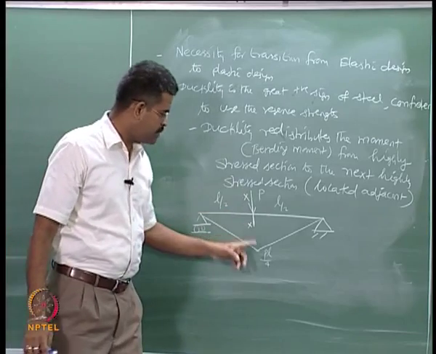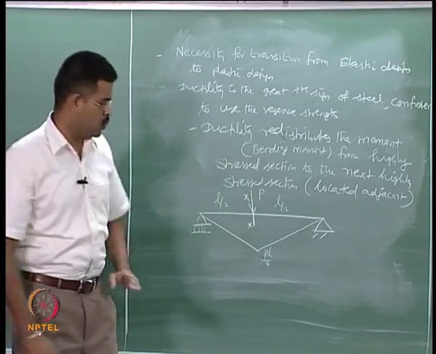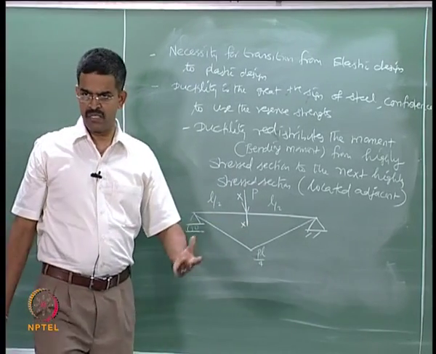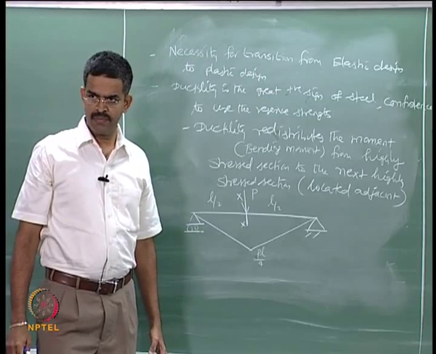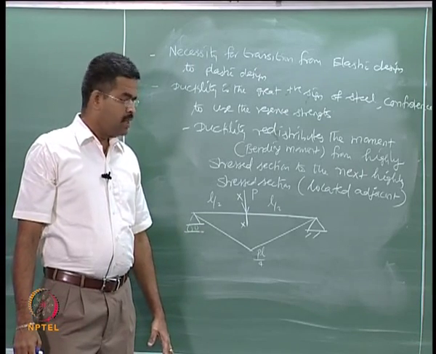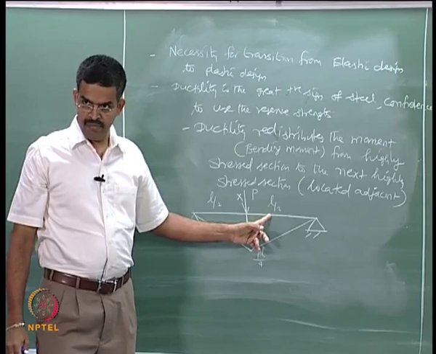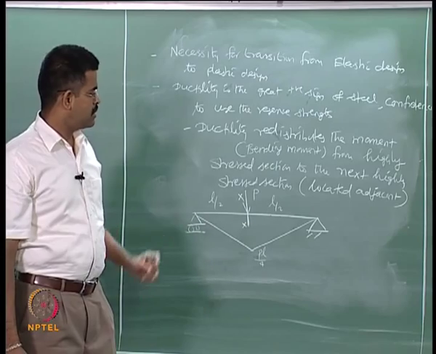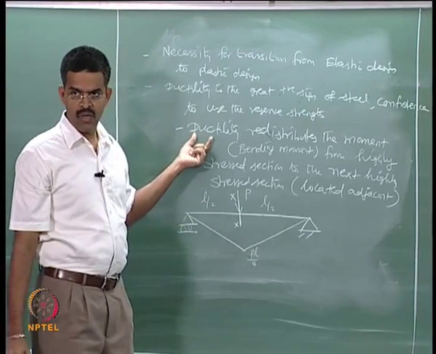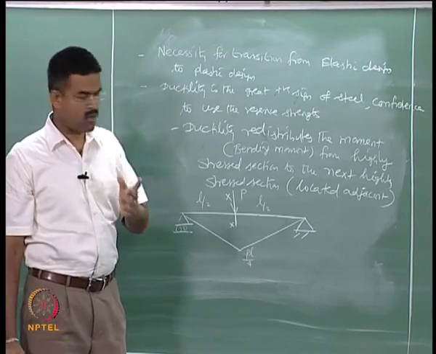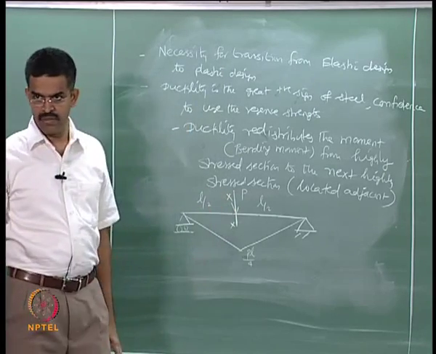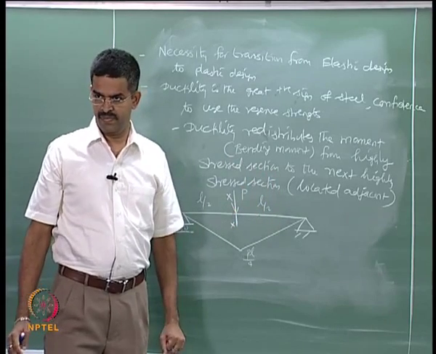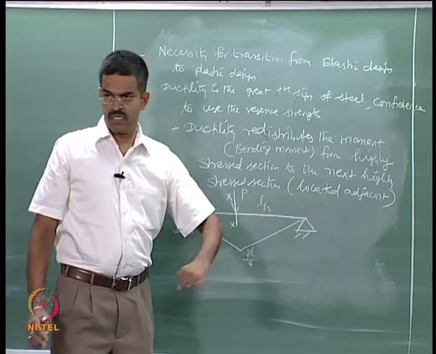Since the section XX the bending moment is maximum in comparison to other adjacent sections, this section is highly stressed. If this material is steel, which has got a very good ductility ratio, then the reserve strength in terms of ductility will enable a process of redistributing this moment from the highly stressed section to the next highly stressed section, which is located adjacent to it.